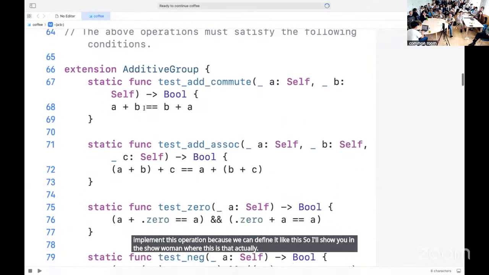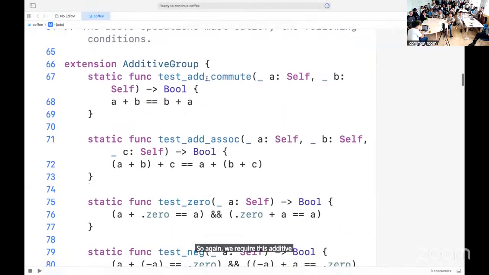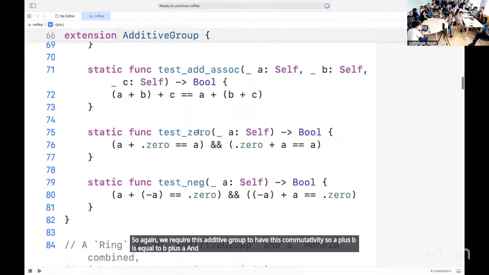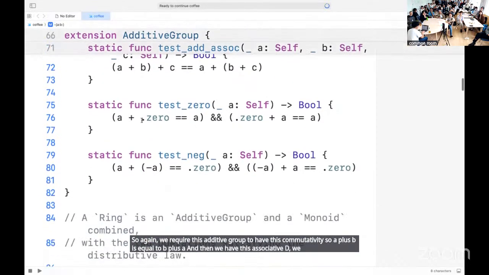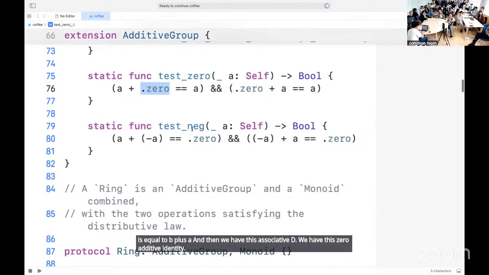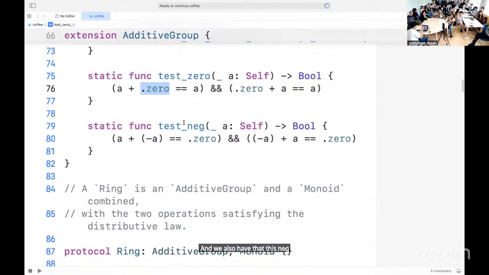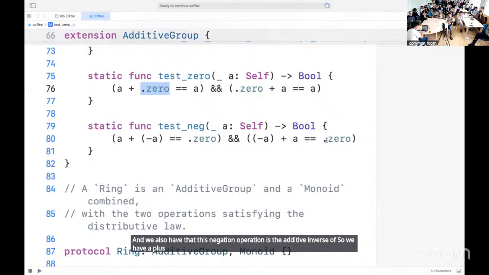So now again, we require this additive group to have commutativity, so A plus B is equal to B plus A. And then we have associativity. We have this 0, which is the additive identity. And we also have that this negation operation is the additive inverse of A. So we have A plus minus A is 0, and minus A plus A is 0.